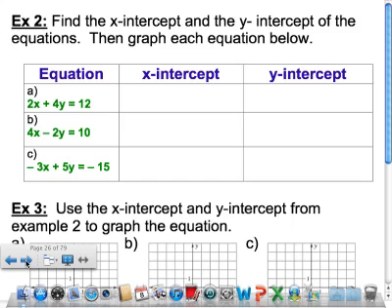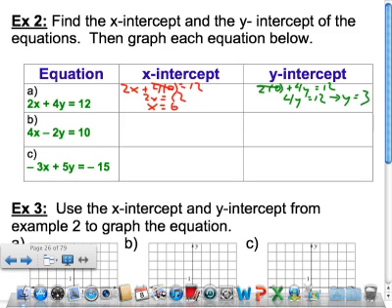It says find the x and y intercepts of the equations, then graph each equation below. So to find the x-intercept, again, you plug in 0 for y. So you have 2x plus 4 times 0 equals 12. That term is just 0, so you get 2x equals 12, x equals 6. And then for the y-intercept, plug in 0 for x. So 2 times 0 plus 4y equals 12. Again, that term is 0, so you get 4y equals 12, which means that y equals 3.